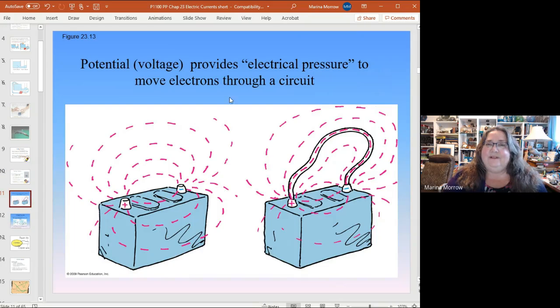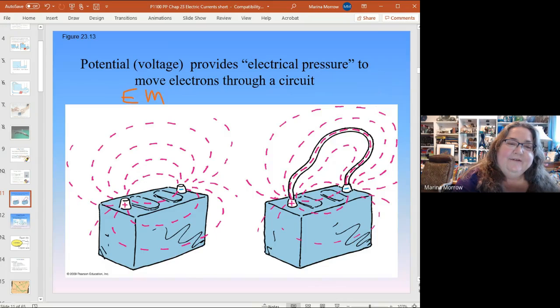Okay, so you can think of a voltage or potential as providing some sort of pressure to push the electrons through a circuit. And that does actually have a name. It's called the EMF, which isn't introduced in this book, but it's such a cool word, which is called the electromotive force.